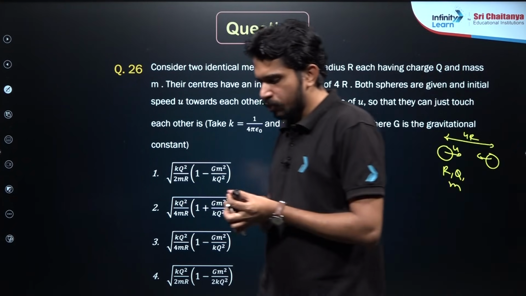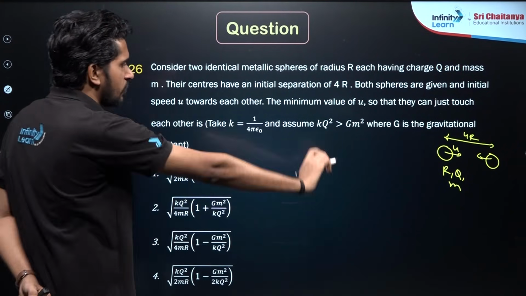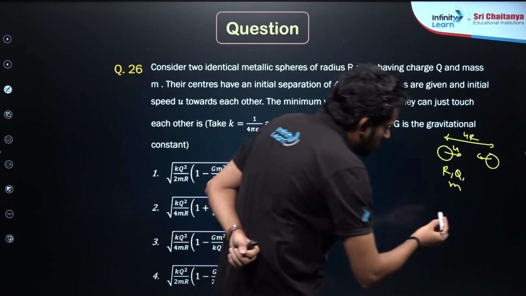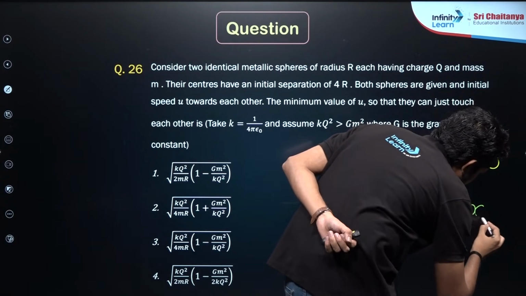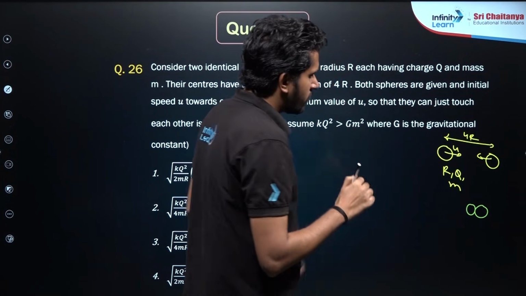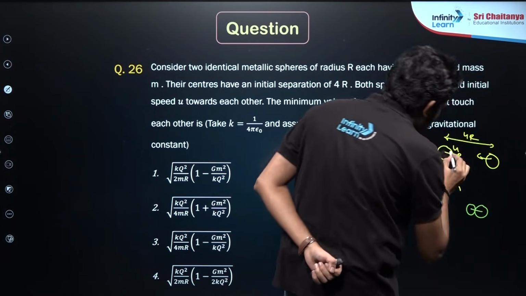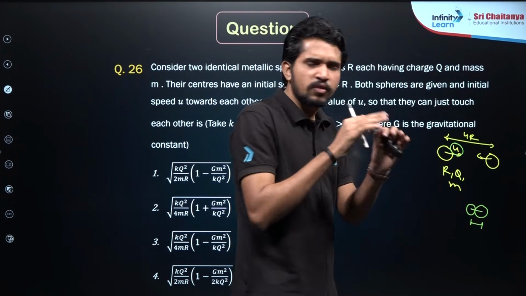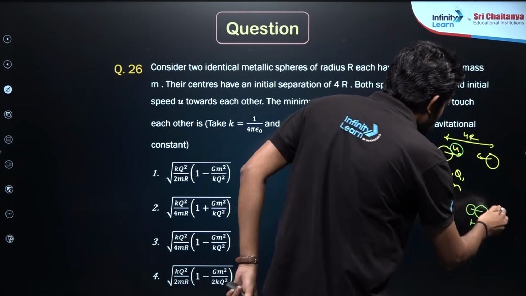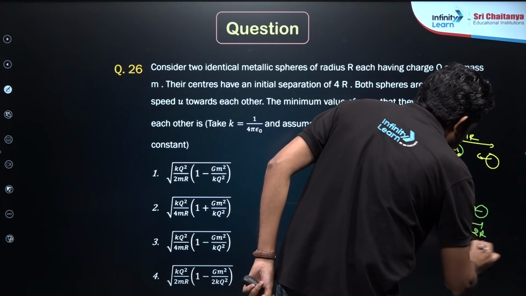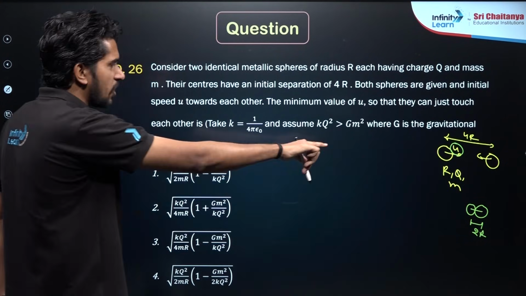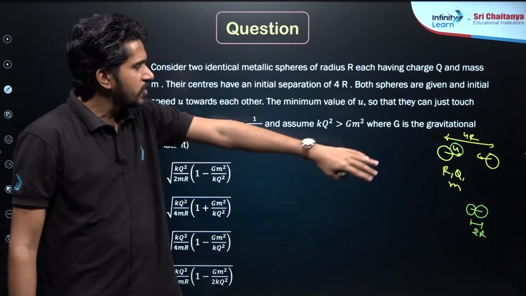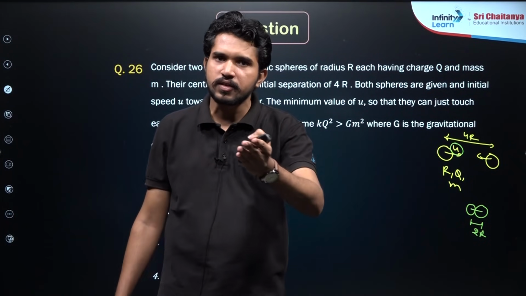So let's start this problem. This is nothing but a problem of energy conservation. How, sir? The question says they are approaching each other and they collide, so we need the minimum velocity u so they can touch each other. Now there is no separation, that means the distance between them is 2r. Now the calculations are pretty easy. Apply energy conservation. According to energy conservation, initial energy will be the final energy.